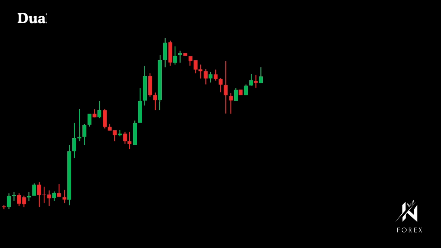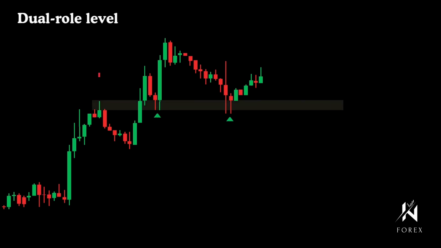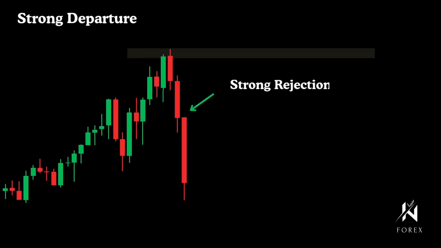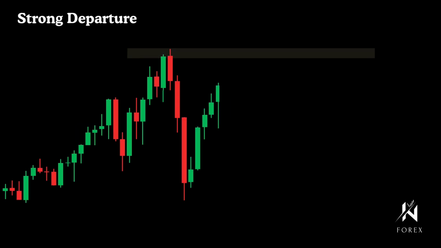Number 3. Dual role level. When a market structure zone has served as both support and resistance in the past, it significantly increases the likelihood of price reacting to it again upon retest. Number 4. Strong departure. If price didn't just have a small reaction but instead made a sharp and decisive reversal from a zone, it highlights the strength of that level. The more significant the move away, the more critical that area becomes.